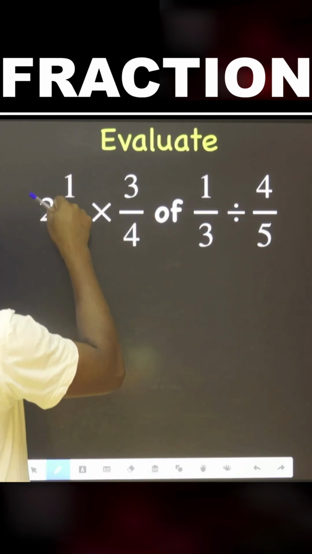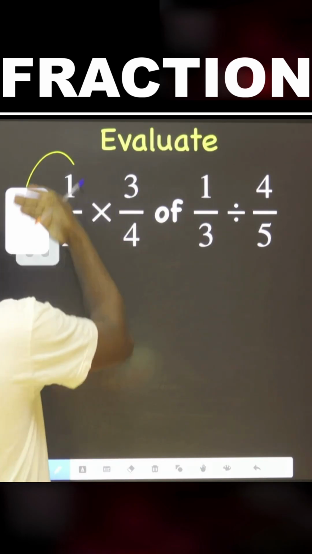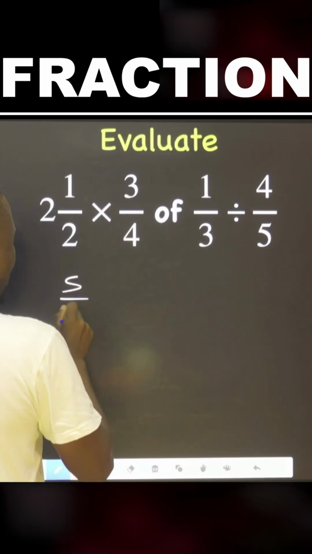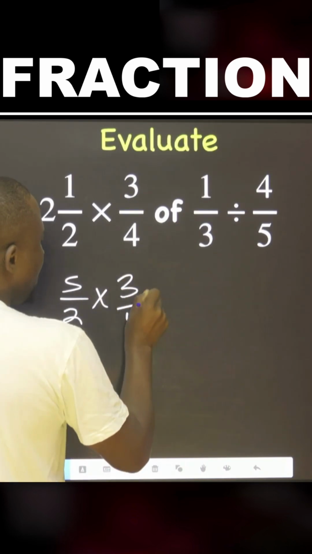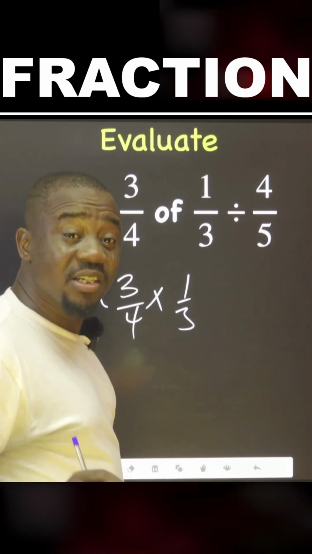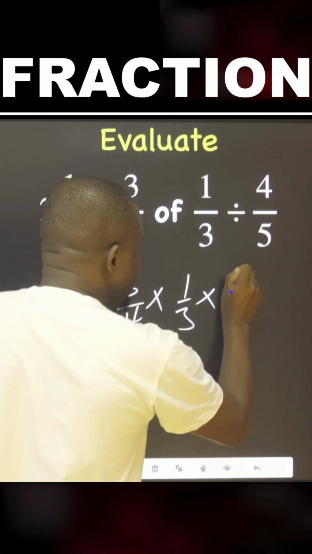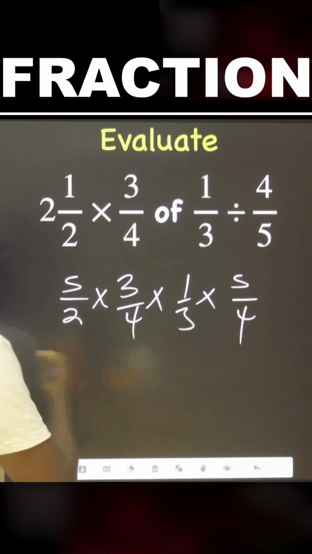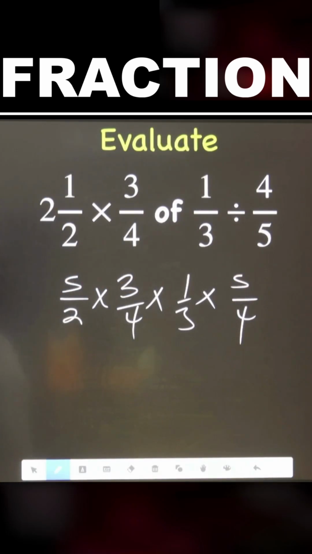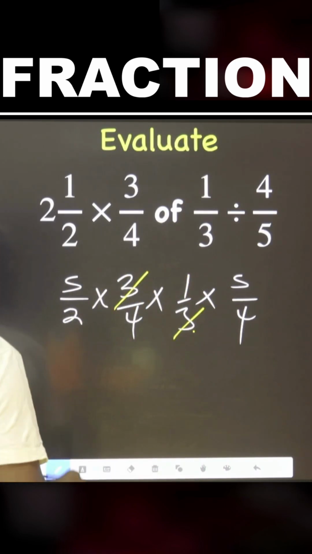So let's write this down. We can convert this straight by saying 2 times this is 4 plus 1 is what? 5. That is 5 over 2 multiplied by 3 over 4. This is times 1 over 3. What is division? We can turn it to times. Then we turn this to 5 over 4. Now everything is what? Is times. That is multiplication. We divide this like this.